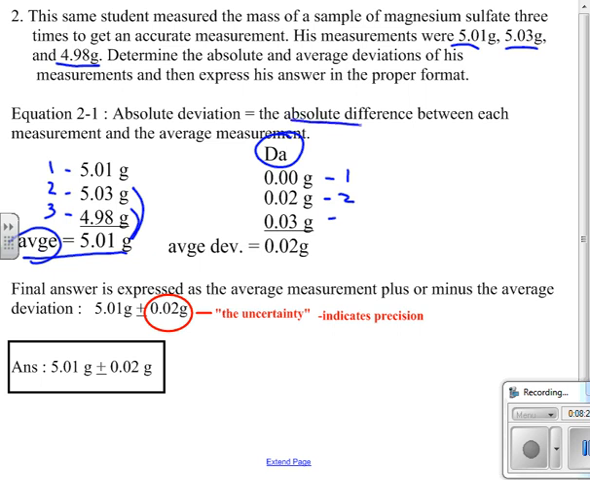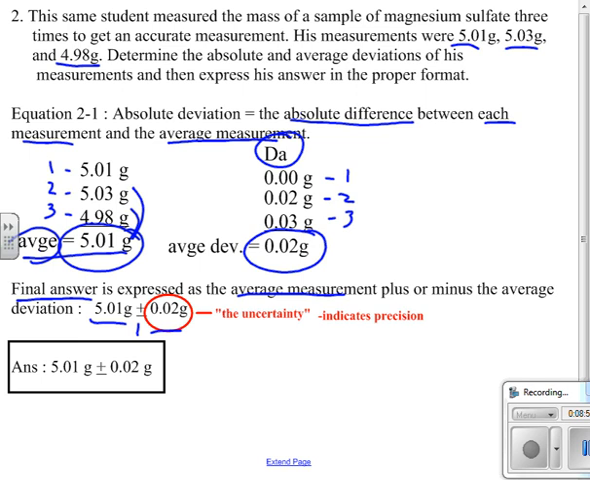Again, notice the absolute difference between each measurement and the average measurement, and so that is the absolute deviation for the third. And then we want to take an average of those numbers. So we take an average of the measurements, and we take an average of all the deviations, and then the final answer is expressed as the average measurement plus or minus the average deviation.